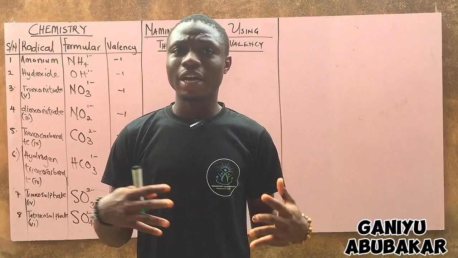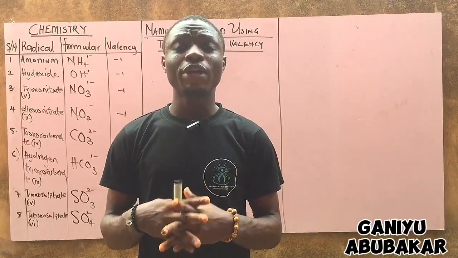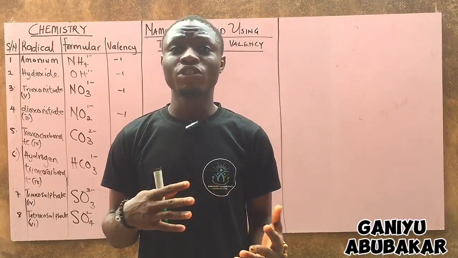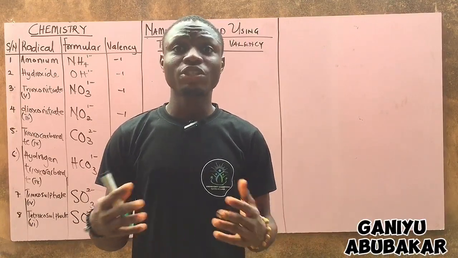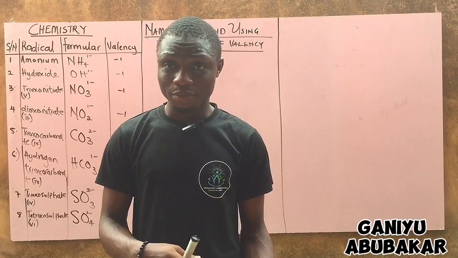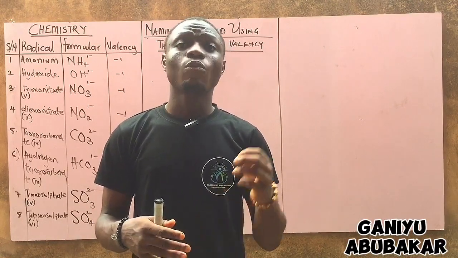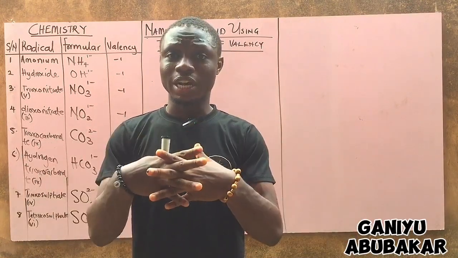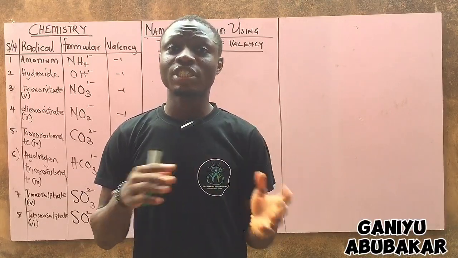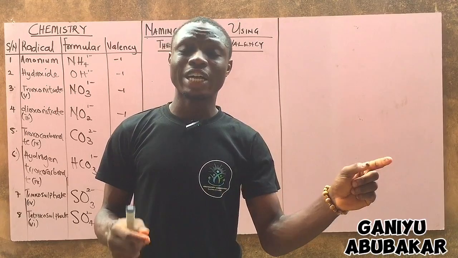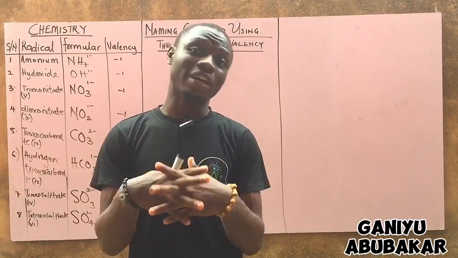Two elements can only combine to form a compound if they have opposite charges. Elements with the same charges do not readily combine. So when two elements are combined together to form a compound, they must be of opposite charges. One should be plus and the other should be minus, so that they can attract.